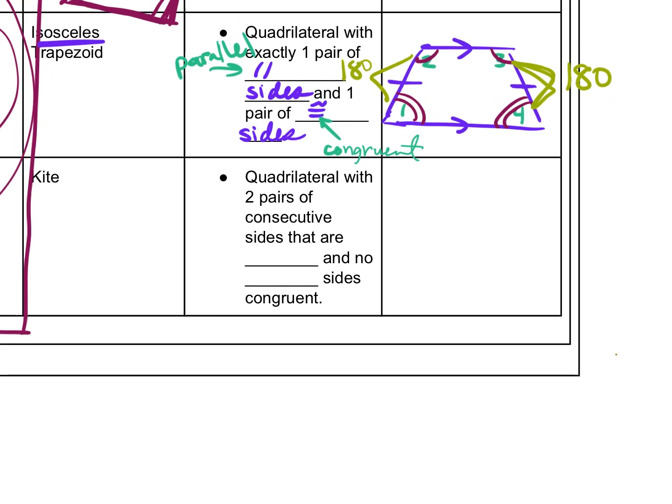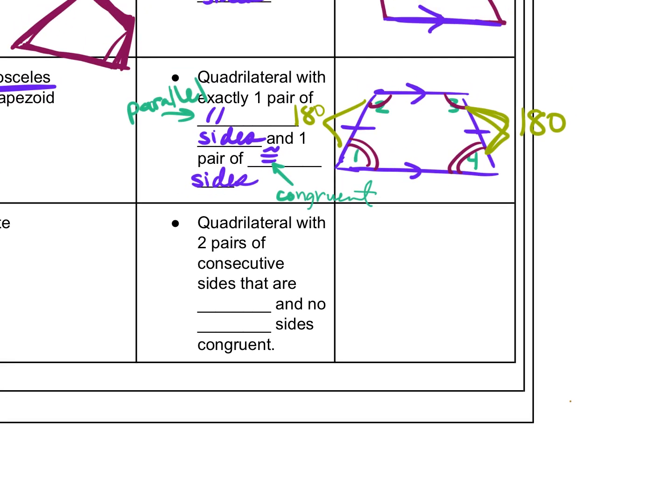Okay, last one, the kite. I would start with the diagonals. They're a lot easier to draw if you draw diagonals in first.